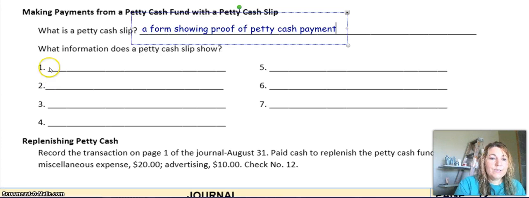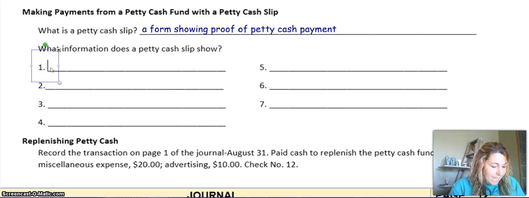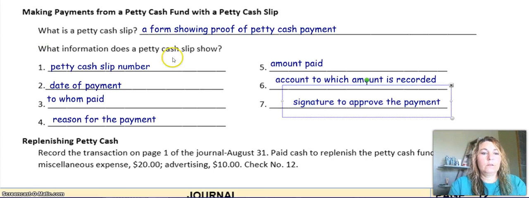And there are 7 pieces of information that is shown on your petty cash form. And those are all listed in your book on page 135. So we'll just go ahead and go through those. Okay, so the first thing it's going to show is the petty cash slip number because our petty cash slips are numbered. That way we can keep track and make sure none of them goes missing.